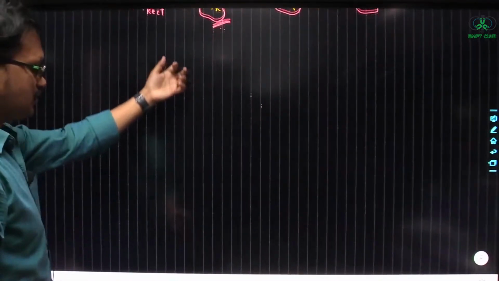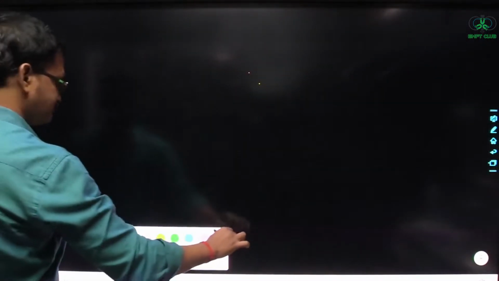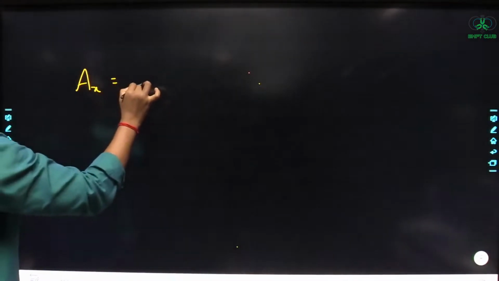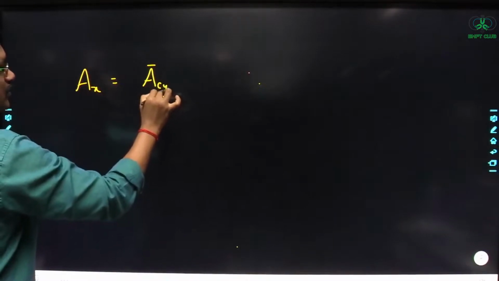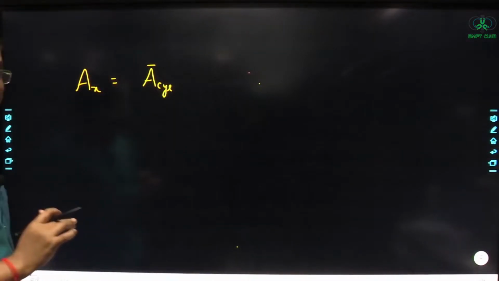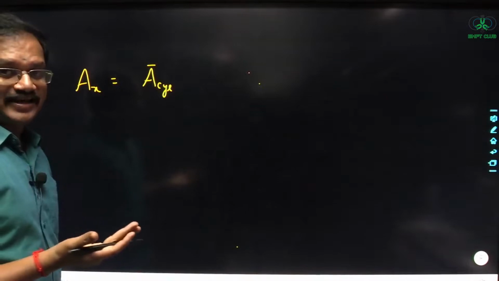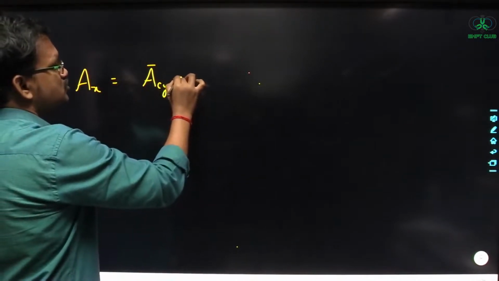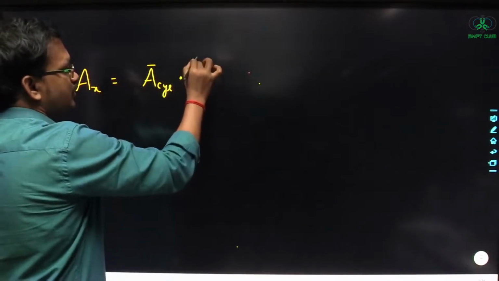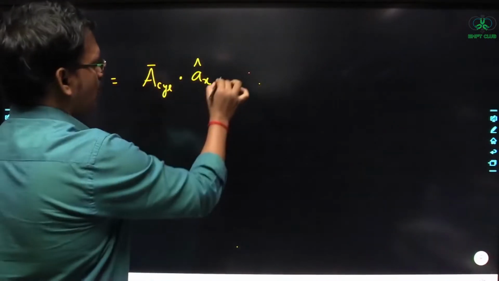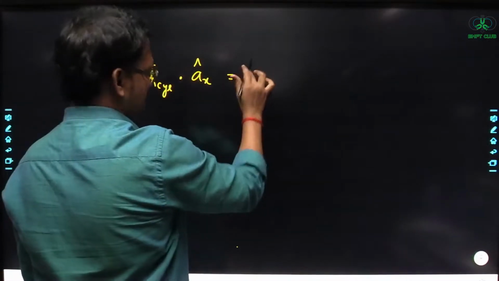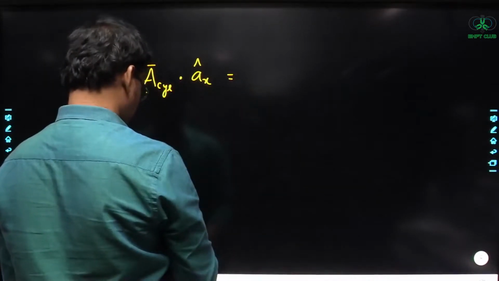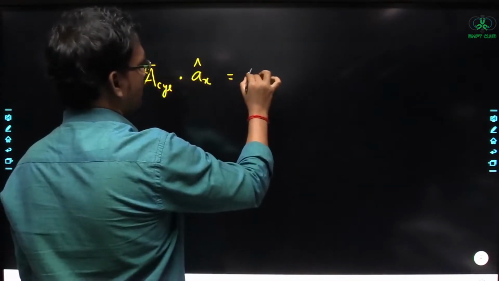If you want the x component, take the vector and determine the component along the x direction. How to determine it? Just do the dot product with a unit vector along the x direction. So then what are you going to get? A cylindrical is nothing but what you are having.